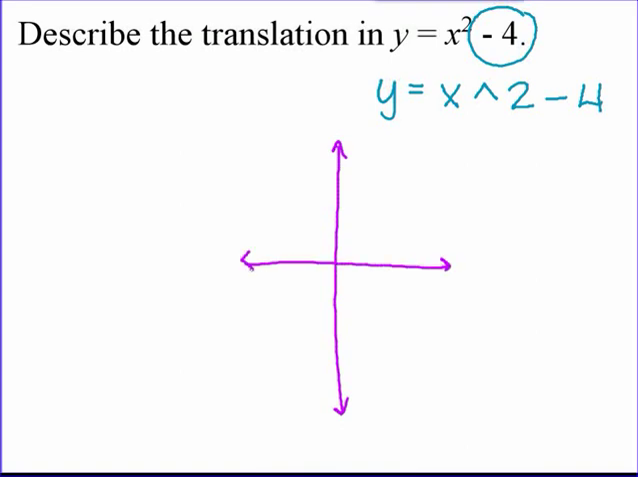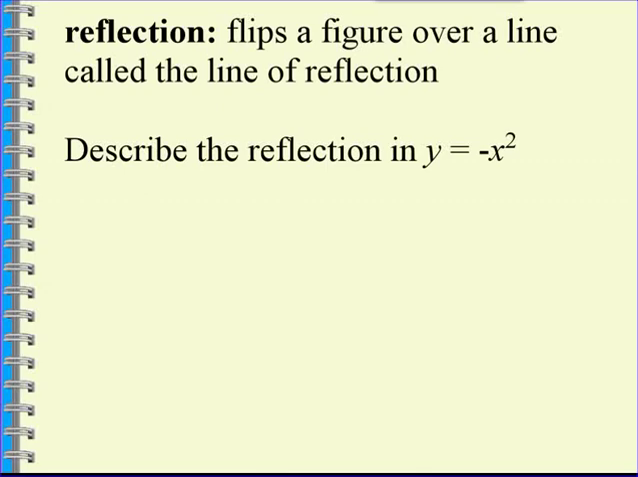Our original graph, this is a quadratic, is going to look like this. All these are going to start at 0, 0. And then this one's going to be shifted down 4. So the one you graphed should be here in green. Should look like that. I thought I had the graph in there. Must not have. Okay, so now we're going to talk about a reflection.